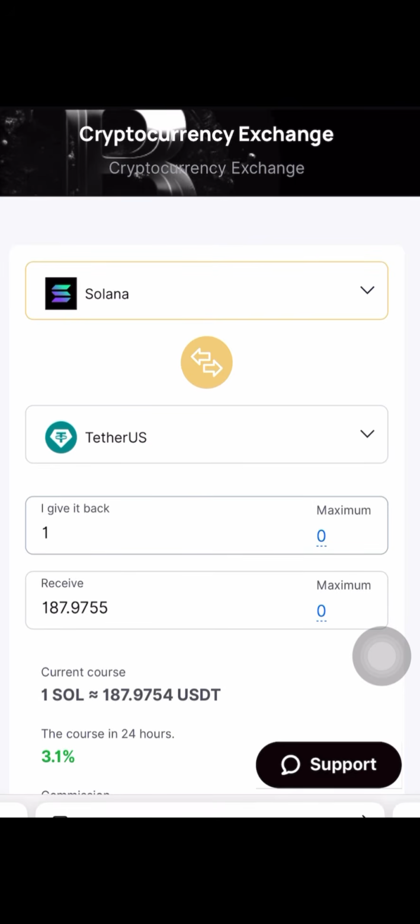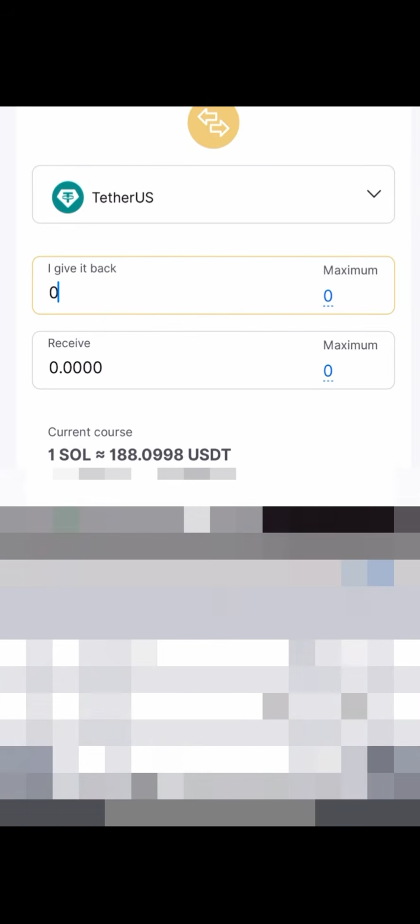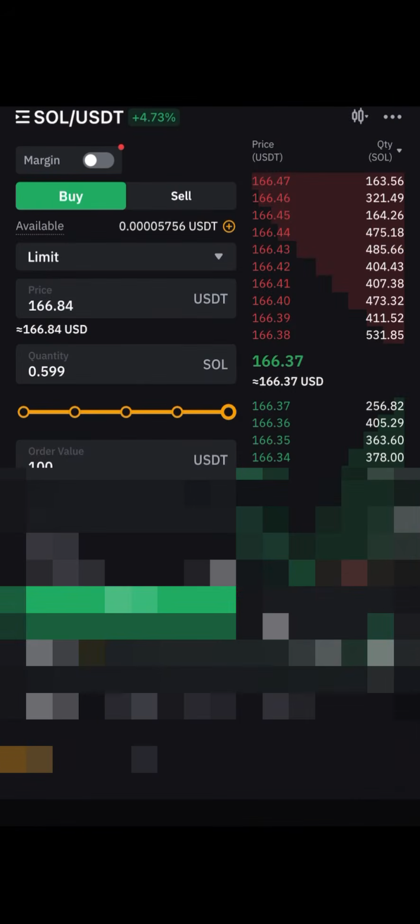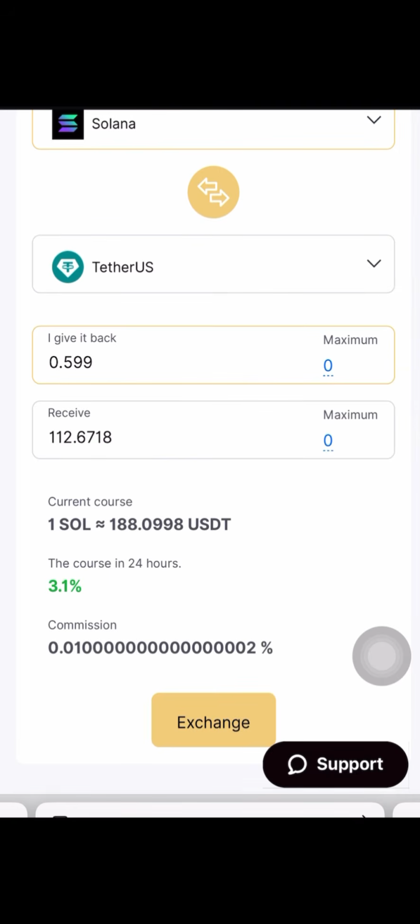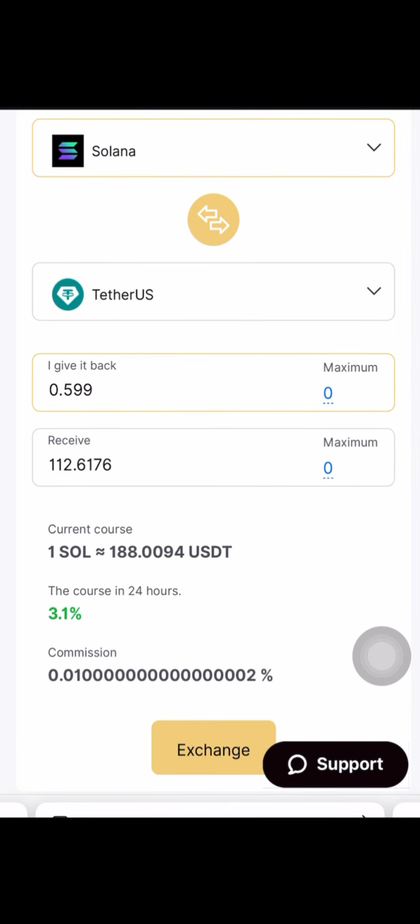So Solana, I'm having 0.59, right? So I'll just come here and enter 0.599. If I transfer to the converter and convert 0.599, I'll be getting 112.6515. So it means that I've made 12.6.